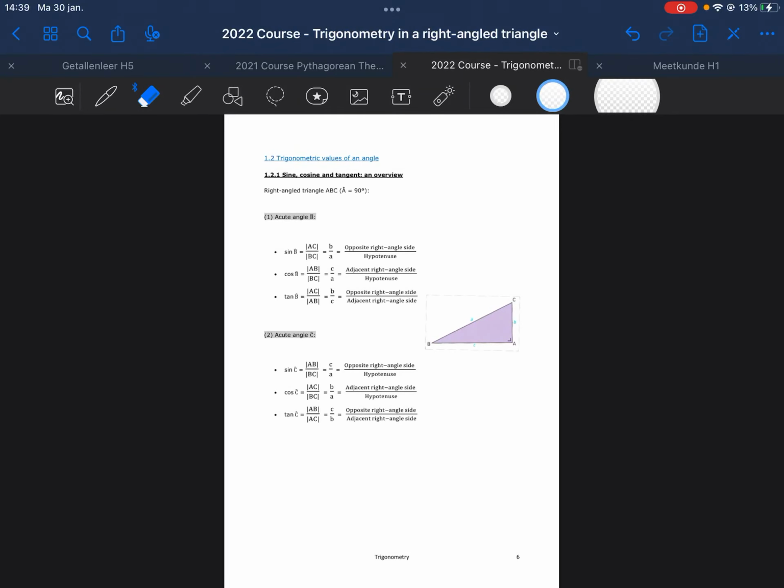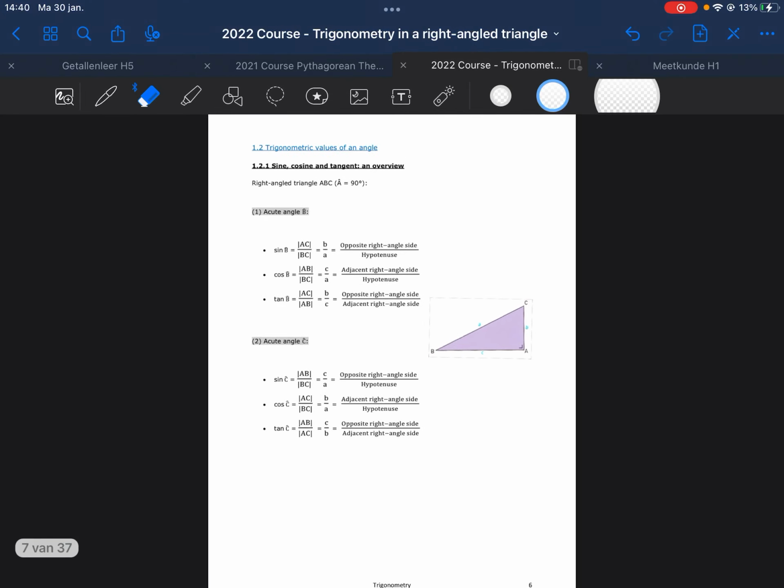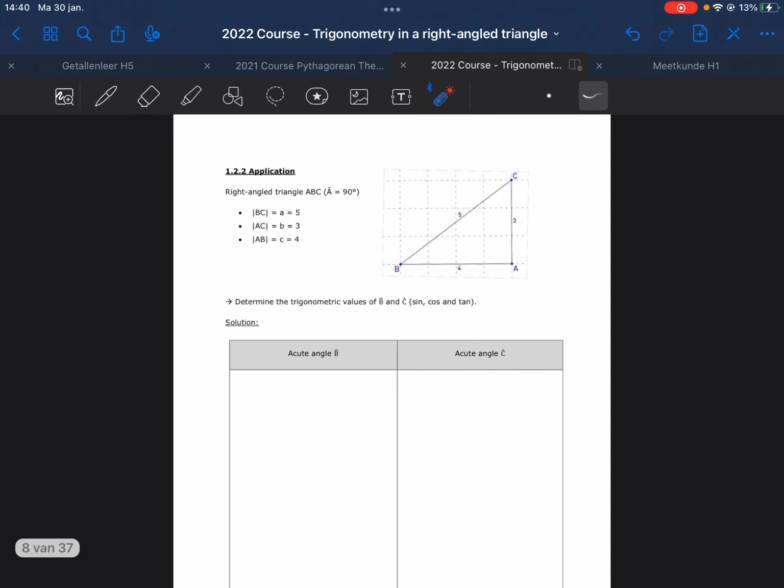On page 6, you can find a little overview of the trigonometric values of an angle in this specific triangle. You'll find the trigonometric values of B right there and the trigonometric values of C right here. Now, how are we going to apply this?